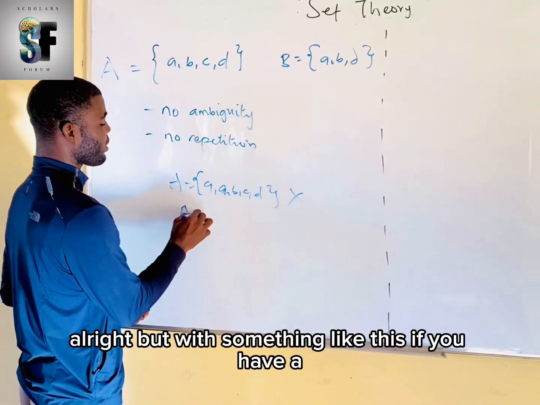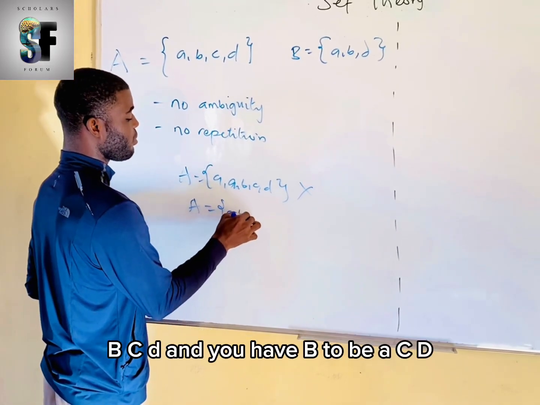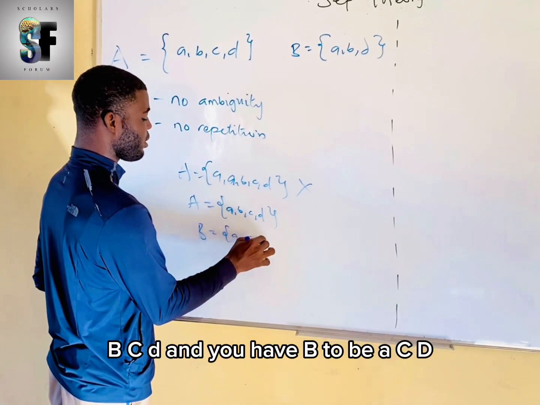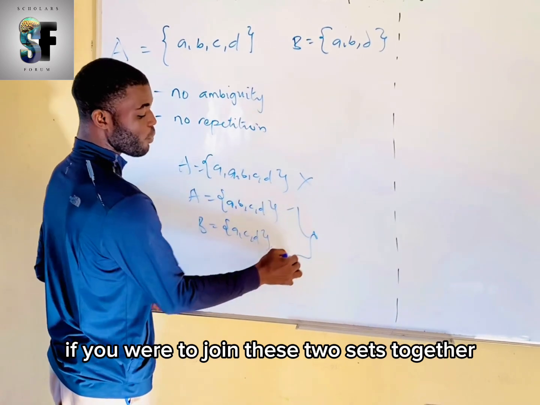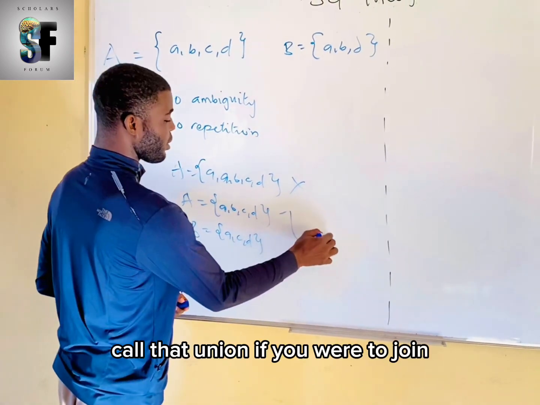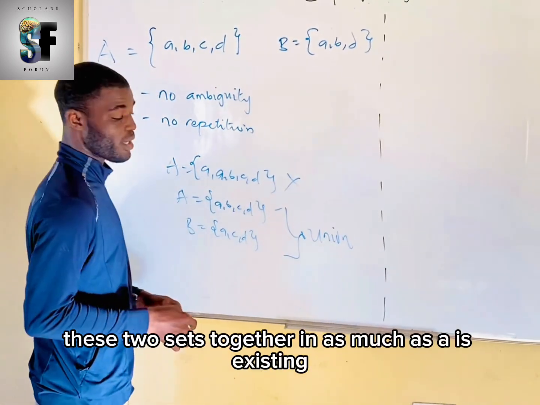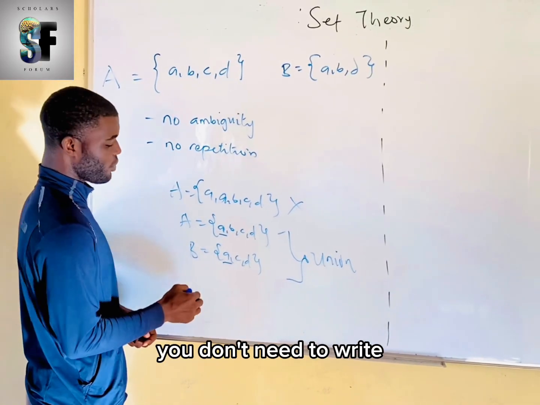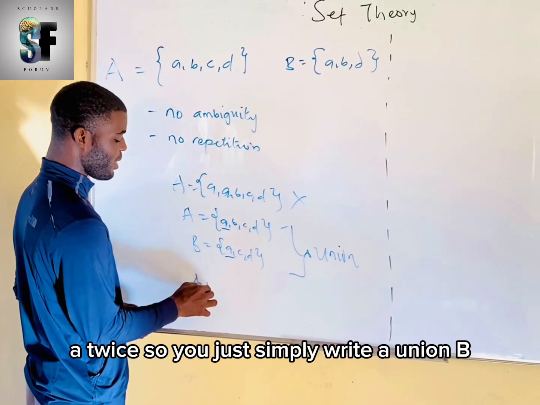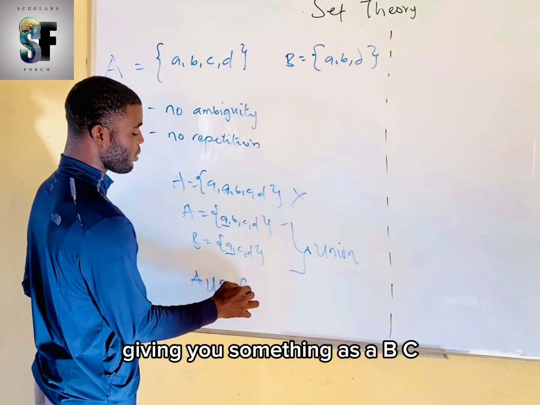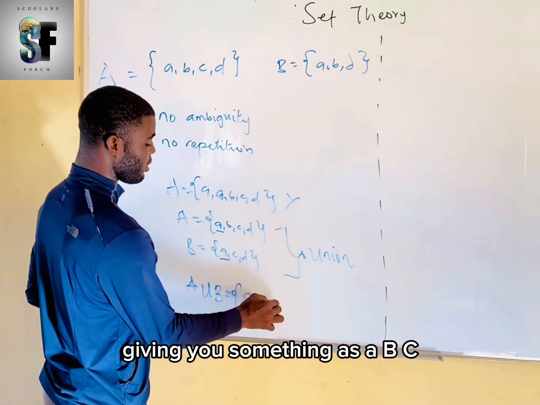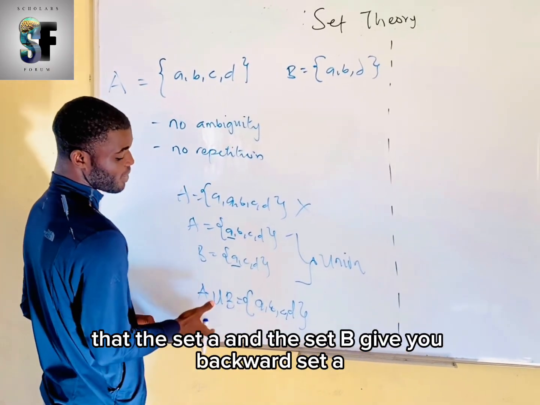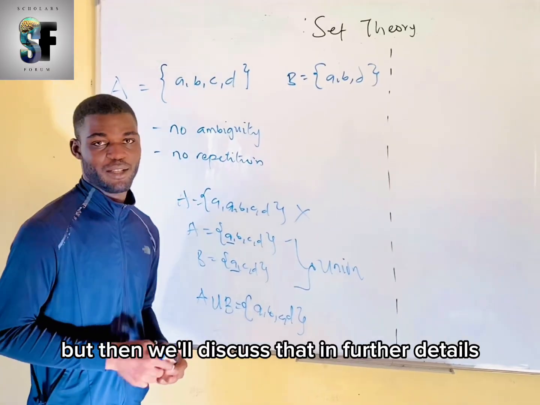But if you have A, B, C, D and you have B, A, C, D, and you were to join these two sets together, which we will discuss very soon and call union, in as much as A is existing here and A is existing here already, you don't need to write A twice. So you simply write A union B, giving you A, B, C, and D. At the end of the day, you can see that set A and set B give you back set A. But we'll discuss that in further detail.